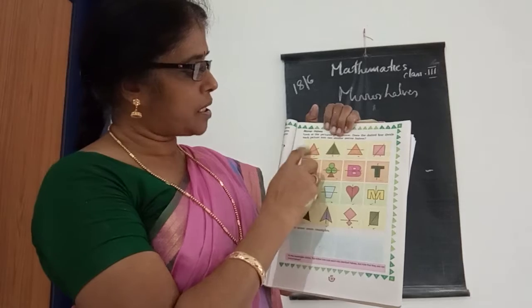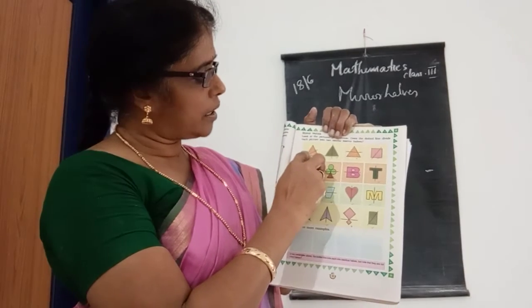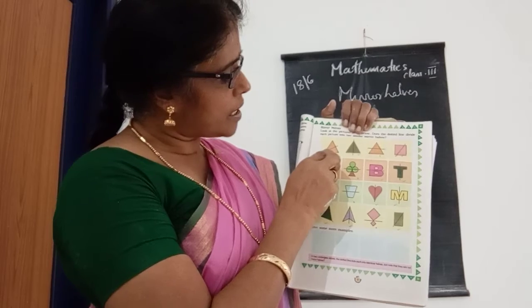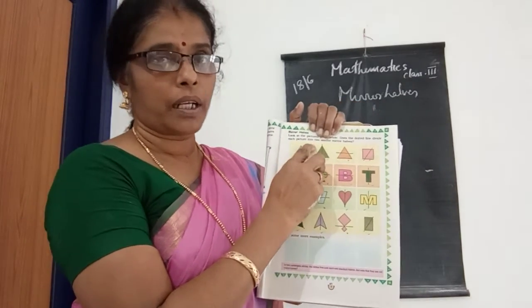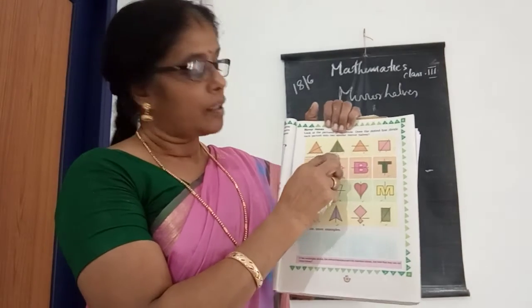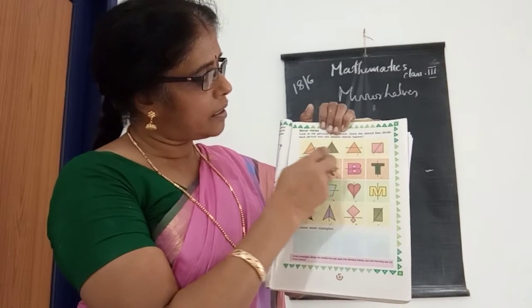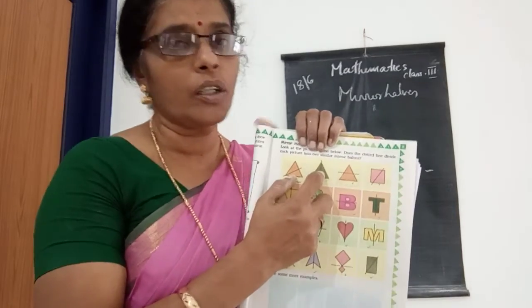Look at the first picture, children. That is a triangle, isn't it? And that is divided this way. So this side and this side, both sides are equal. So that is a mirror. And the second one also you can look at here. The second one also is divided in the center, both sides are equal, so we can call that triangle also a mirror.